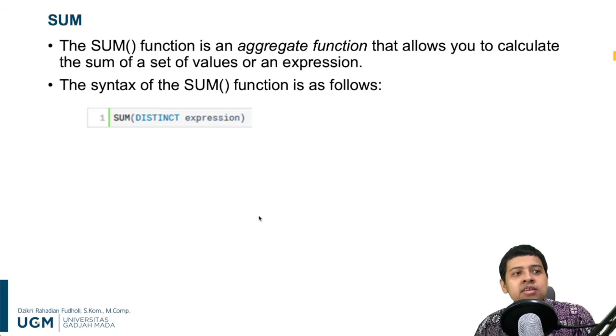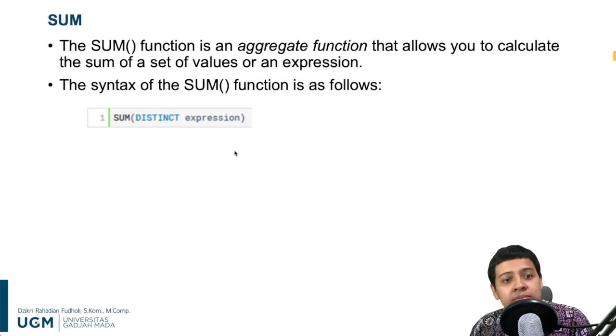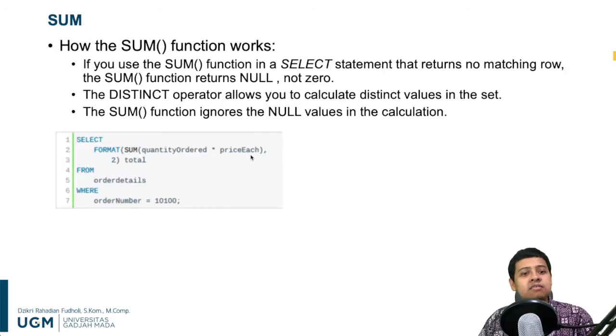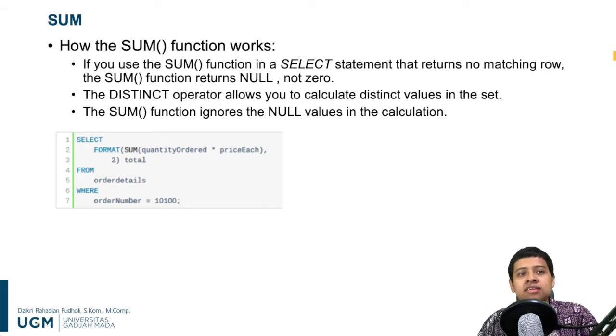The sum function is an aggregate function that allows you to calculate the sum value, just like I said before. It uses distinct just like before, and it does take effect, just like on the average. Let's see how the sum function works. If you use the sum function in a select statement that returns no matching row, the sum function would return null, not 0.